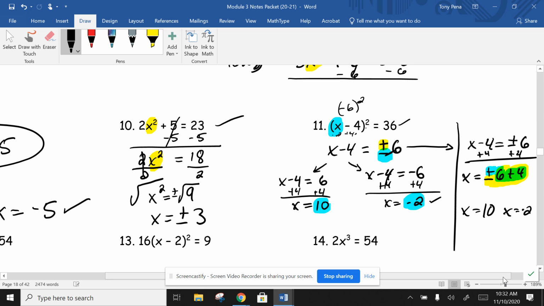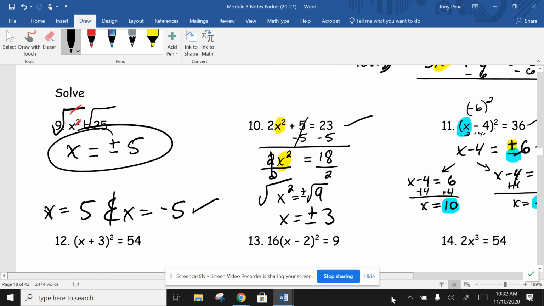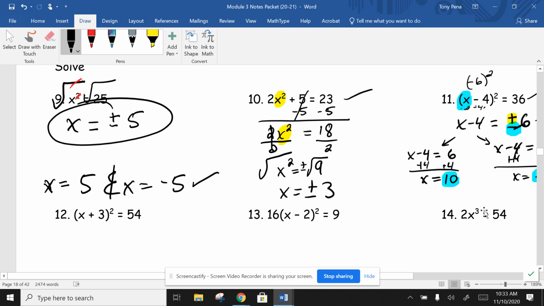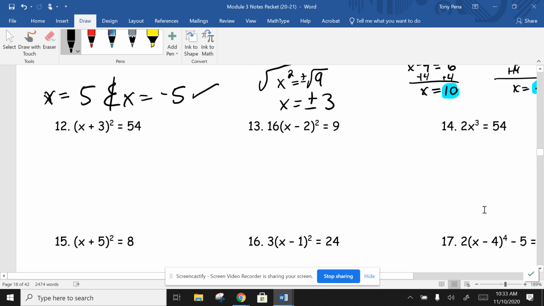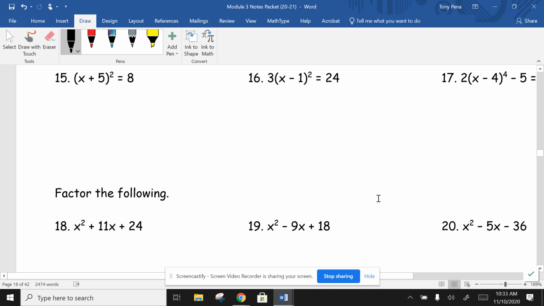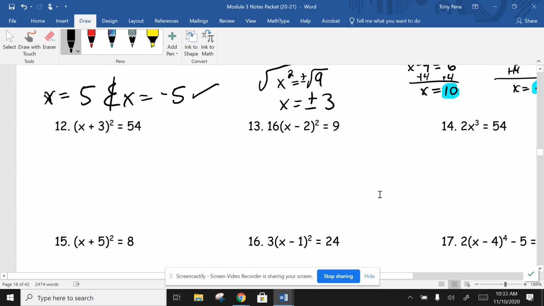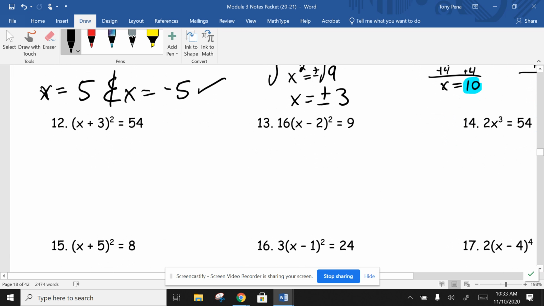All right, so now let's see if we understood that. Try number 12. Oh, you know what? Gosh, I wish what happens when you share materials. Let's see here. Darn it. Yeah, go ahead and let's do number 12. We'll go ahead and do number 12.